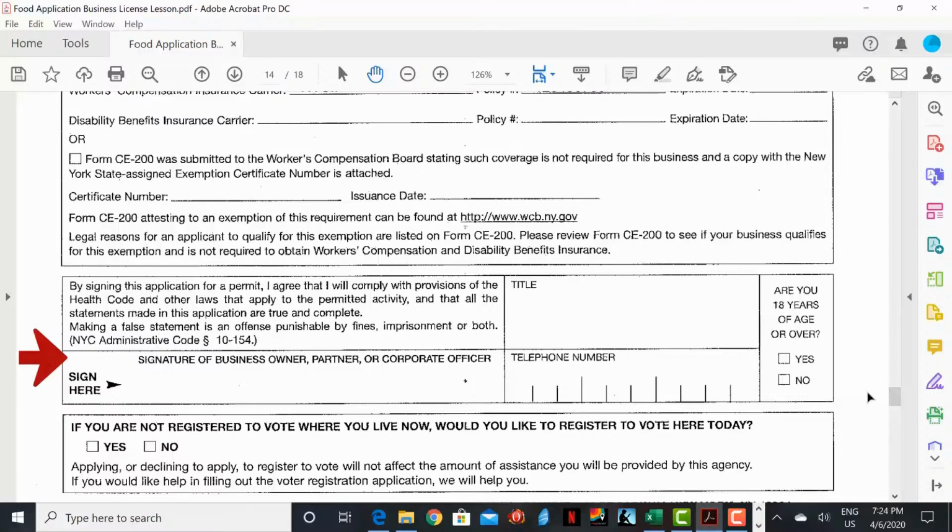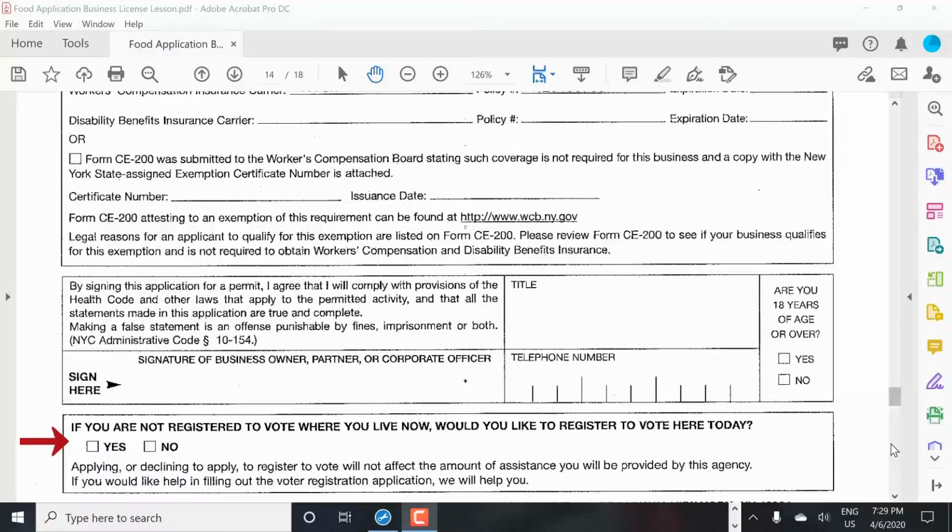After these sections are completed, you will sign the form, enter your title and telephone number, and check whether you are over the age of 18. If you're interested in voting, you can check yes in the box below, or you can check no. Attached to this application are affidavits that will need to be filled out as well. Affidavits are just legal verifications of identification. We will not fill any of these out now. That will be reserved for a future lesson.